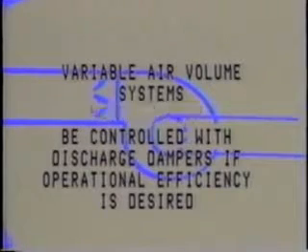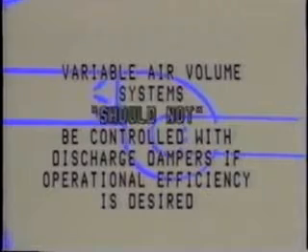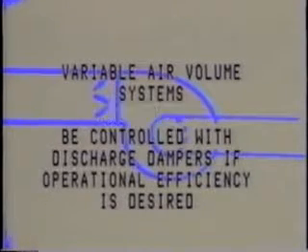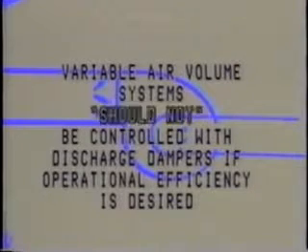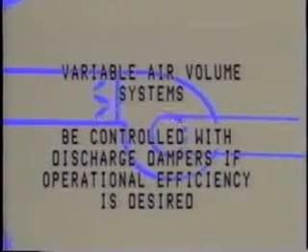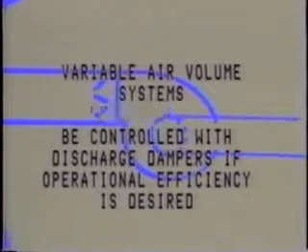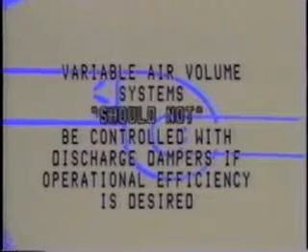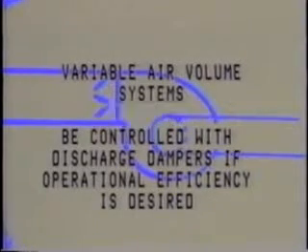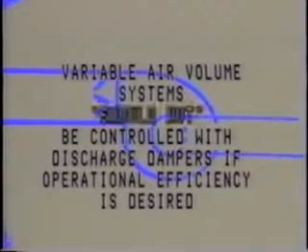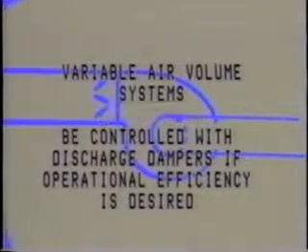Variable air volume systems should not be controlled with discharge dampers if operational efficiency is desired. Discharge air dampers waste horsepower. One of the main objectives in applying a variable air volume system is to save on operating costs. With discharge air dampers, efficiency is not adequate to warrant their use for purposes of economic operation. In summary, it is recommended that discharge air dampers be avoided for control of variable air volume systems.